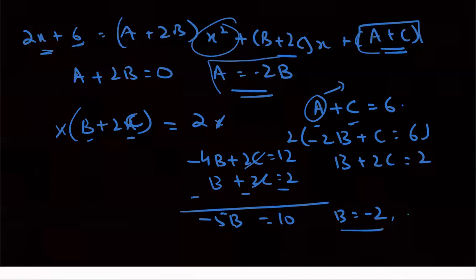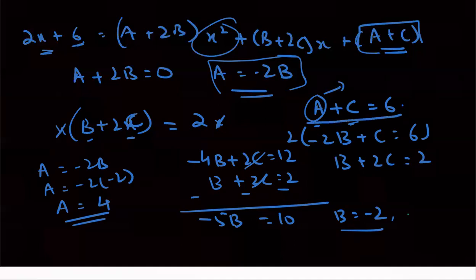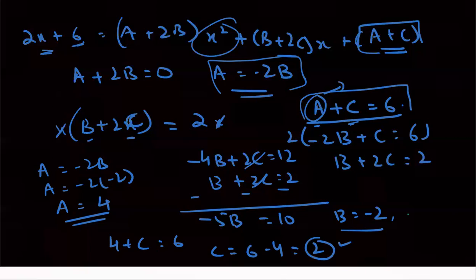Now since a is equals to minus 2b, a is equals to minus 2 into minus 2, a is equals to 4. Now in the third equation, a plus c is equals to 6. So since a is 4, 4 plus c is equals to 6. c is equals to 6 minus 4, that is equivalent to 2. So now we have all the values, we have a, b and c. So what we will be doing, we will just plug in the values.